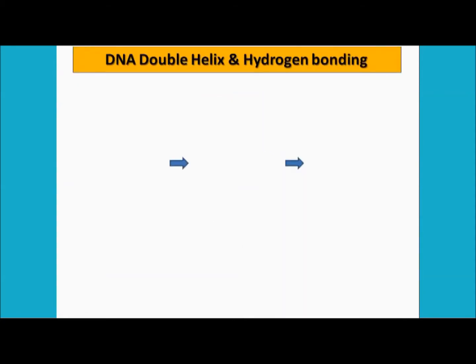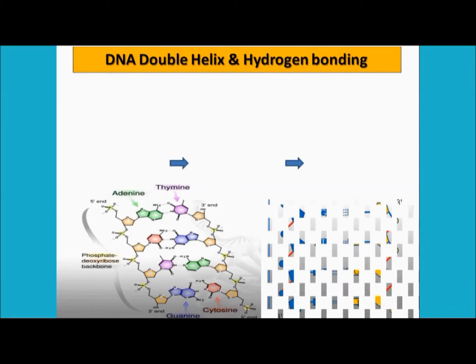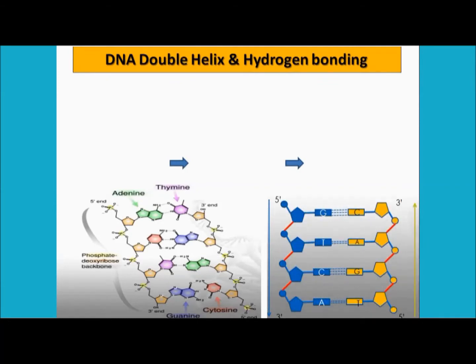So now, DNA double helix and hydrogen bonding. This is the double helical structure, and this is the direction. They are also known as anti-parallel. As one direction is from 5 prime to 3 prime, the other one is from 3 prime to 5 prime, right?